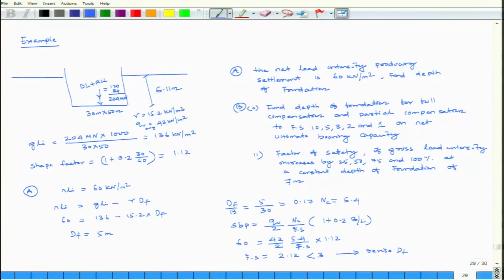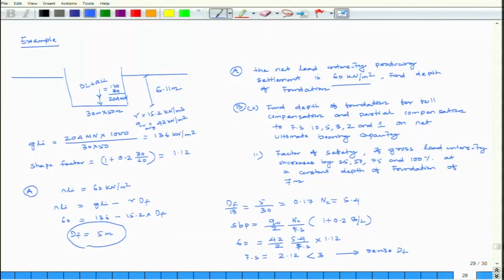If you look at how I started for part 1, the gross load intensity is calculated. Gross load intensity: the load is given as 204 meganewton, into 1000 to make it Newton, divided by your area 30 meter by 50 meter, and it comes to 136 kilonewton per meter square. Shape factor is 1 plus 0.2 B by L, which is 1.12. Net load intensity is given as 60 kilonewton per meter square, and net load intensity is equal to gross load intensity minus gamma df. From there I am getting df is equal to 5.